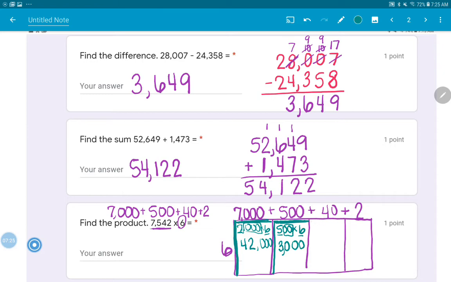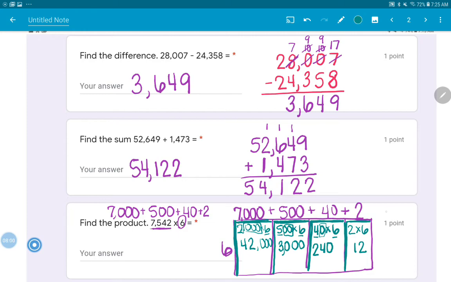Next, I'm going to find the area of this part. My length is 40. My width is 6. So I'm going to do 40 times 6. 4 times 6 is 24. And I have 1 zero. So 240 is my answer. And for my last part, I have a length of 2 and a width of 6. So 2 times 6 equals 12.